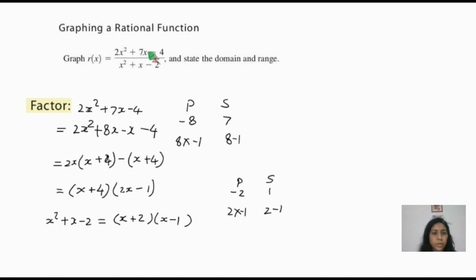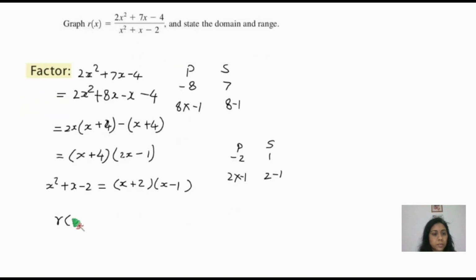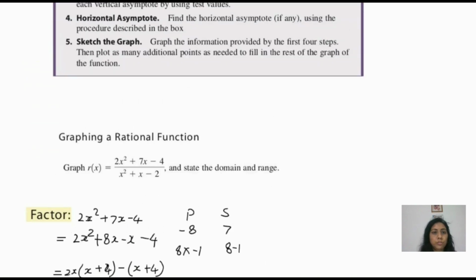So we factored the numerator and denominator. We can substitute here. Okay. So R(x) equals, here we can write this x plus 4 and 2x minus 1. Okay, now the denominator is x plus 2, x minus 1. Okay, now what do we have to do?